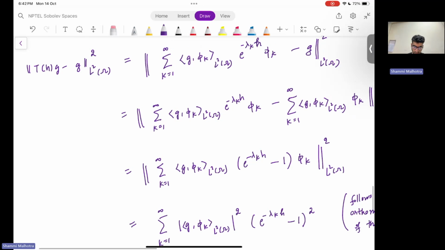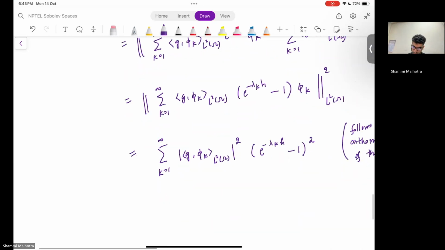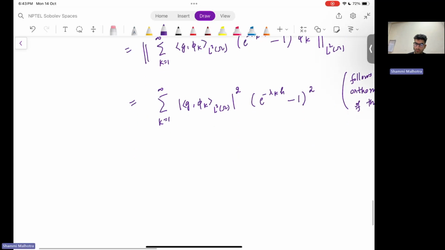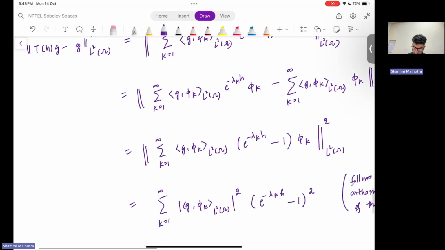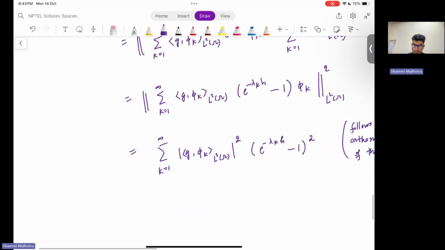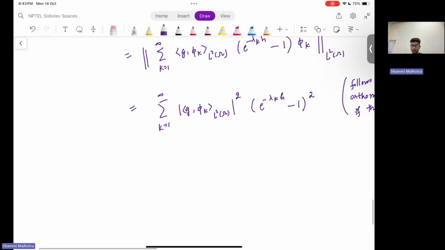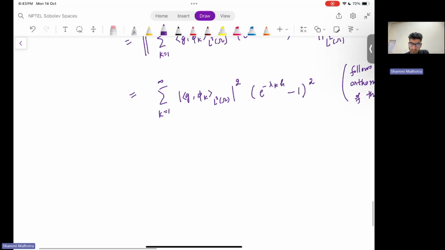So once we have this thing, because we have computed the difference of T_h g with g, this basically implies that as h tends to 0, since this series is convergent, I can break the series into two terms. One term is the tail. First of all, this has to be convergent. There's no doubt about that.